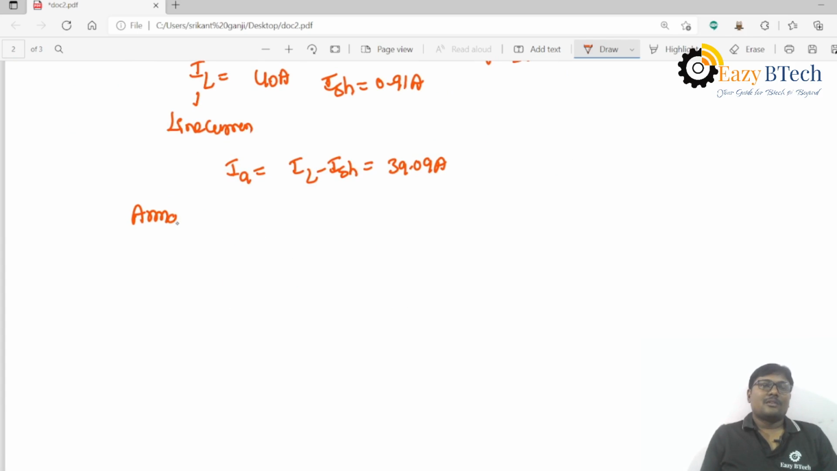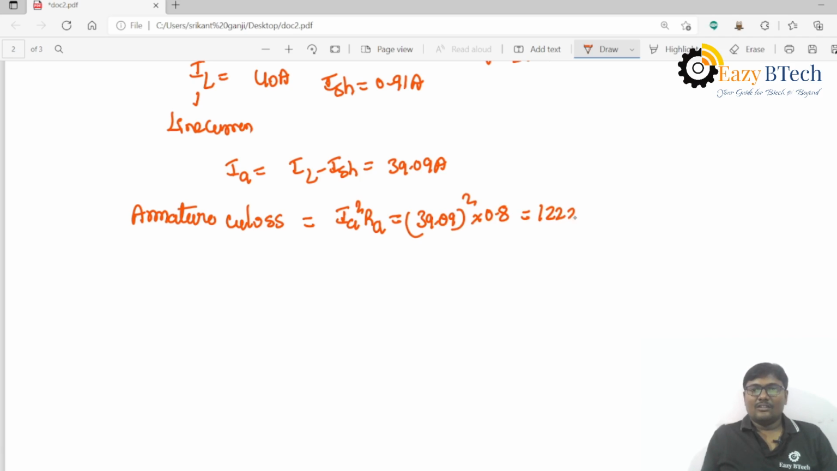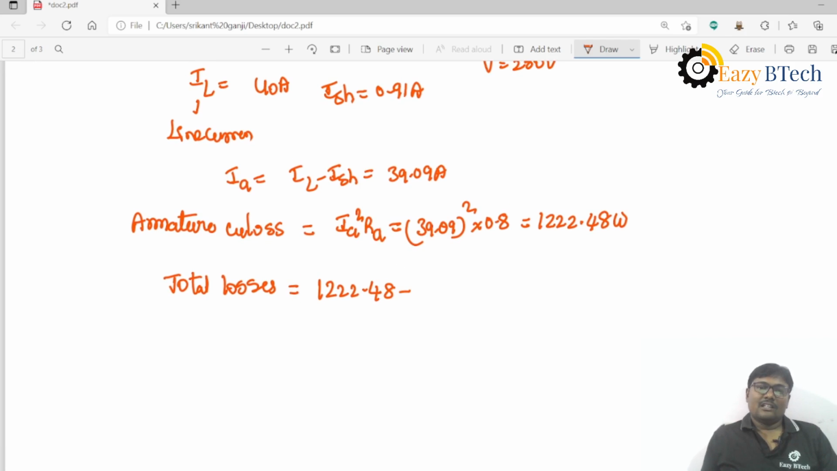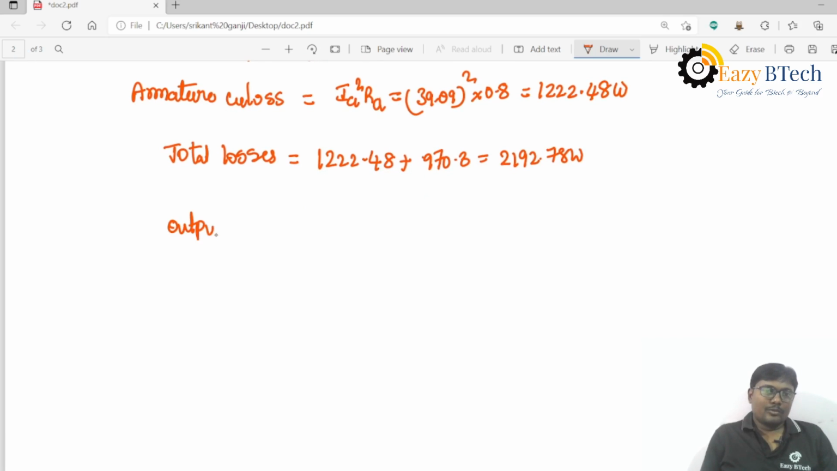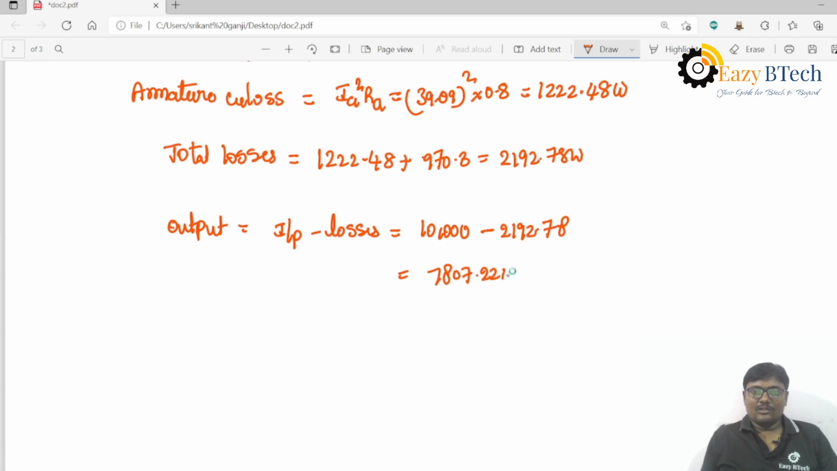Then find the armature copper loss, which is also called the variable loss. IA square into RA is equal to 39.09 squared into 0.8, which is 122.48 watts. What are the total losses? The total losses is 122.48 plus the constant losses, which is the same, 970.3, and I will get 2192.78 watts. Then output is equal to input minus losses, 10,000 minus 2192.78, so 7807.22 watts.